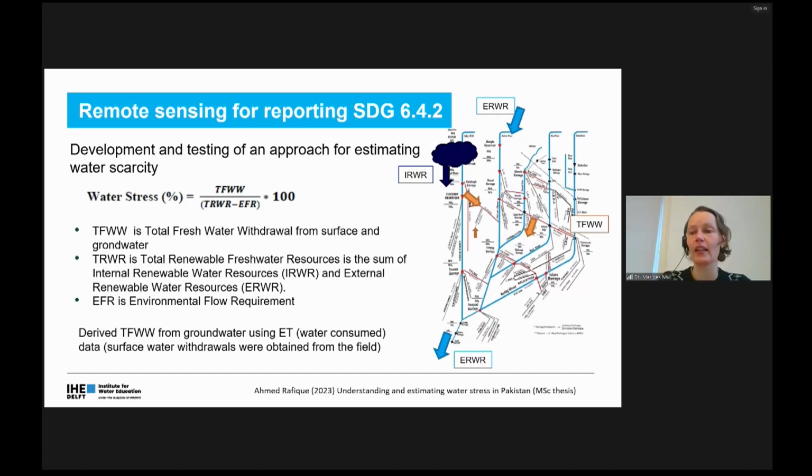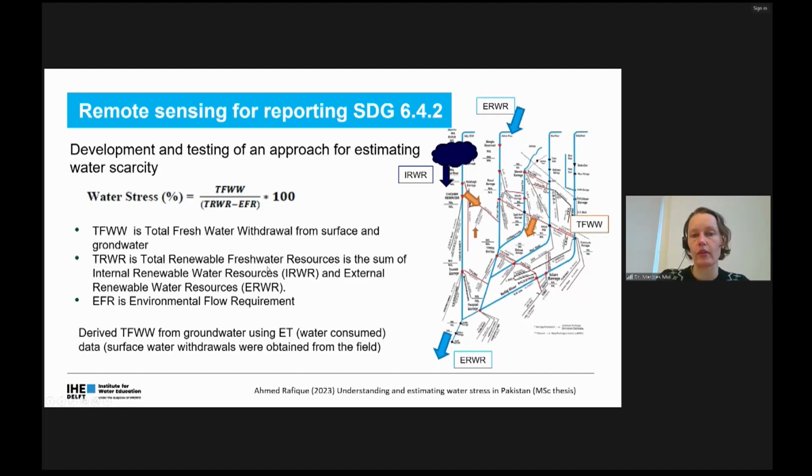So we tried to make an estimate of the level of water stress in two of these basins. Because of all the data that was already there on the ground, we only had to estimate one thing that was unknown, the total freshwater withdrawal from groundwater. And we tried to estimate that using the ET.